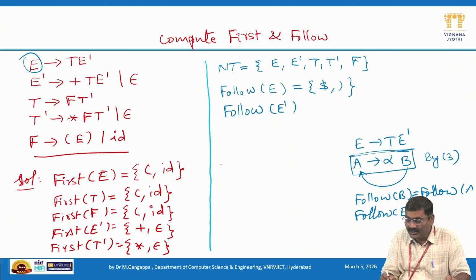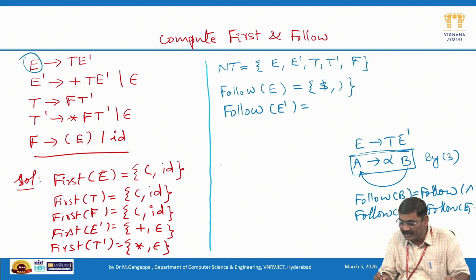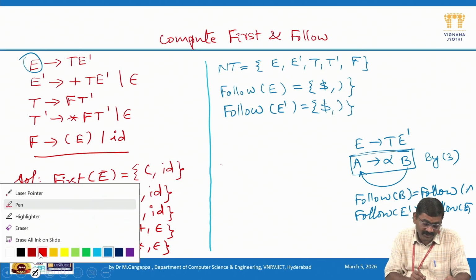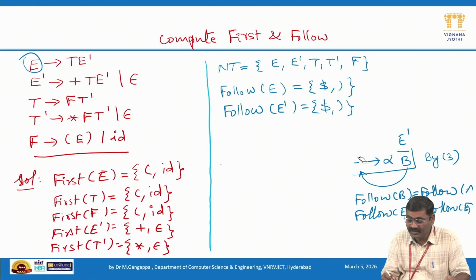Why? Because B is quite similar to E dash and A is quite similar to E. So follow of E dash can include follow of capital E. Therefore, the answer for this is follow of capital E. So what symbols are in the capital E? Dollar sign is one symbol. The next symbol is close parenthesis. So these are the two symbols, right? Like this we can compute. Very easy to compute this, right?